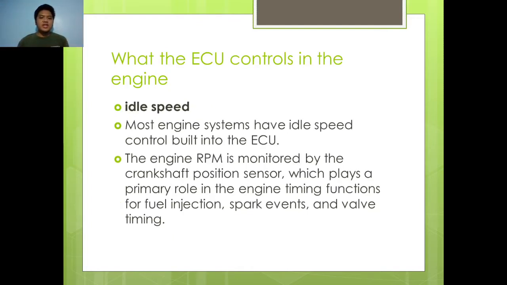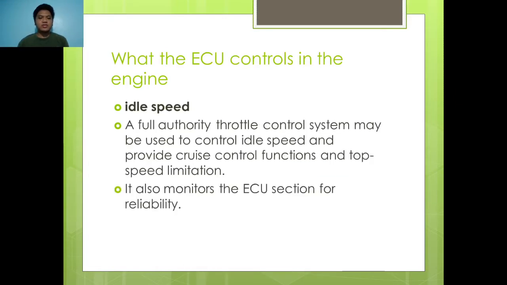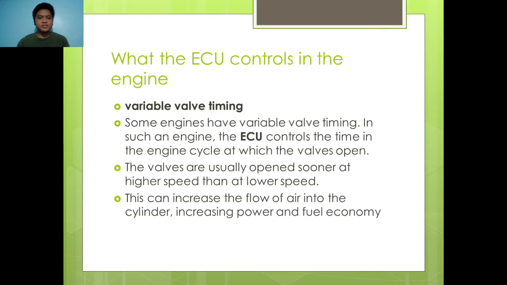Idle speed. Most engine systems have idle speed control built into the ECU. The engine RPM is monitored by the crankshaft position sensor, which plays a primary role in the engine timing functions for fuel injection, spark events, and valve timing. Idle speed is controlled by a programmable throttle stop or an idle air bypass control stepper motor. A full authority throttle control system may be used to control idle speed and provide cruise control functions and top speed limitation. It also monitors the ECU section for reliability.